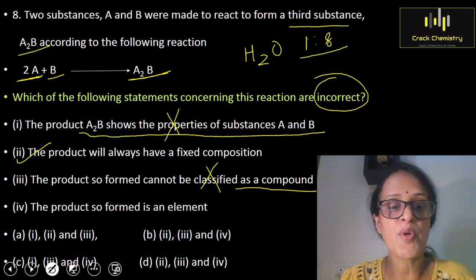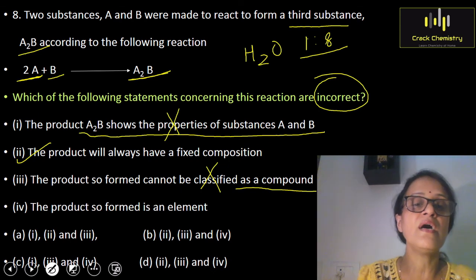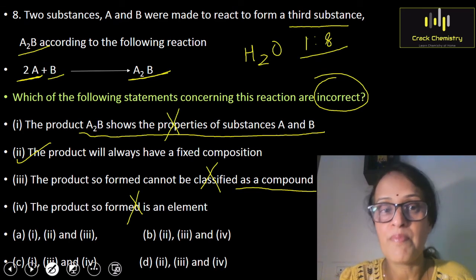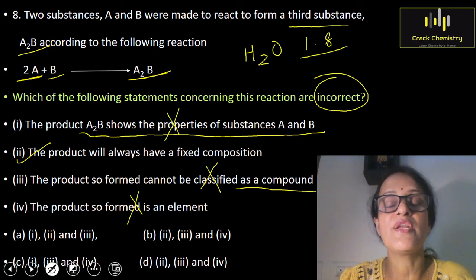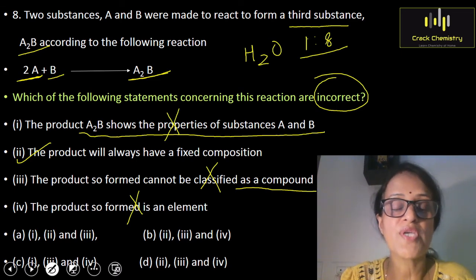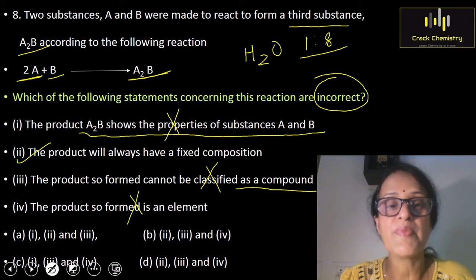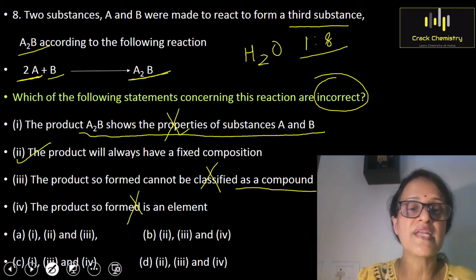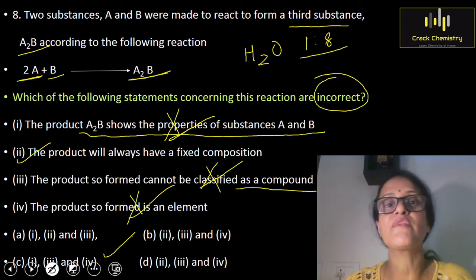Option fourth, the product so formed is an element. This is a wrong statement. The product formed here is not an element, it's a compound, because it consists of A and B, which are chemically combined in a fixed ratio. So the fourth option is also a wrong statement. The product formed is not an element, it's a compound. So you can see here your incorrect statements are option first, option third and option fourth. So option C is the correct option, where you have been given 1st, 3rd and 4th. Option C is the correct option. I hope it is clear to you.